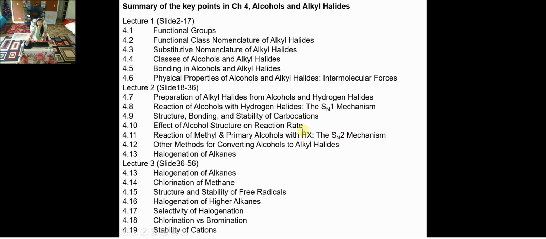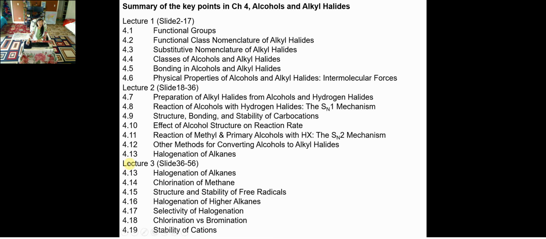Both different reaction mechanisms are going to be related to the different types of alcohols and alkyl halides, such as primary, secondary, tertiary alcohols. What are the possible reactions? And then we are also going to discuss halogenations and other different methods to convert alcohols to alkyl halides or to produce different alkyl halides.